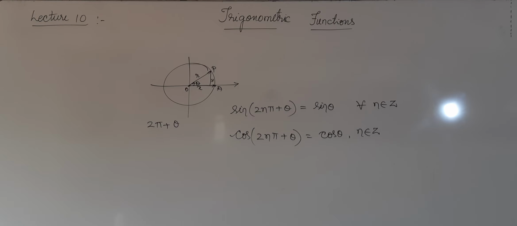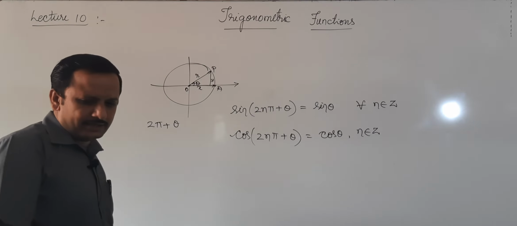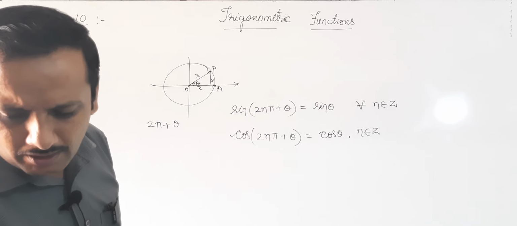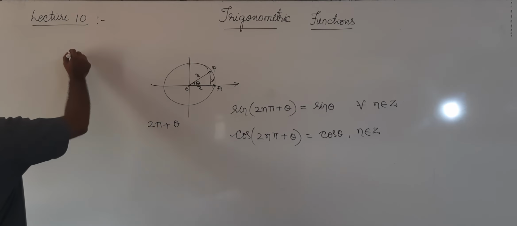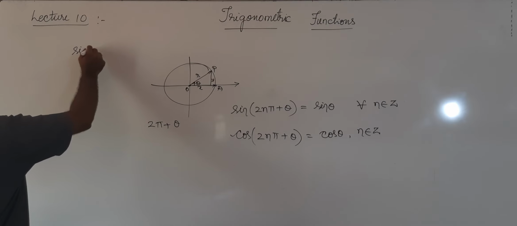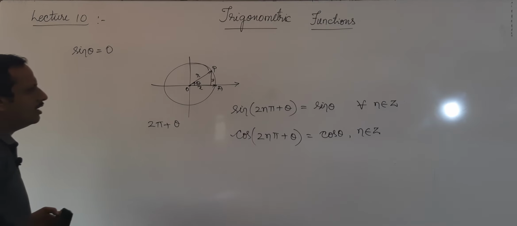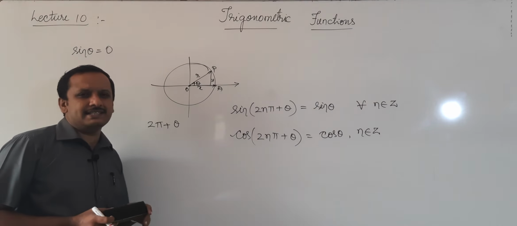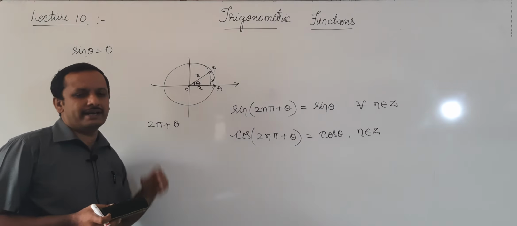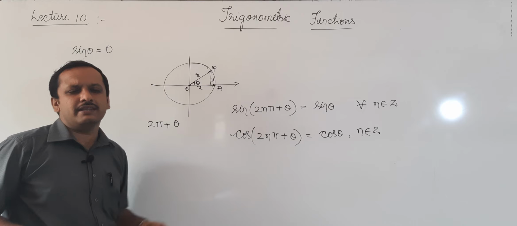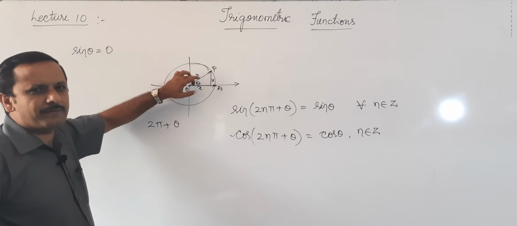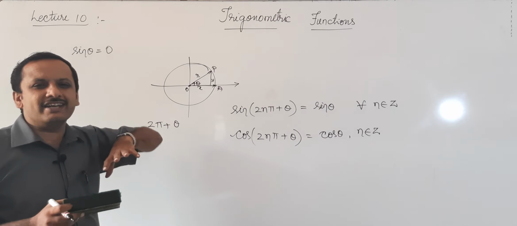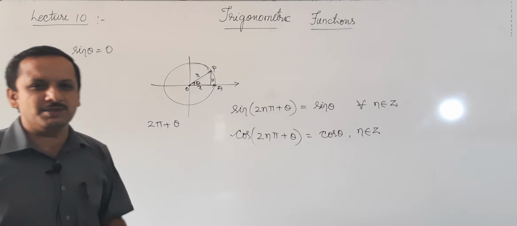Okay. Now let us say when sin theta becomes 0. Sin theta is 0 if y is 0, since sin theta is defined as y by r. If y is 0, then sin theta is equal to 0, right? So it is 0 by r, because r cannot be 0. If r is 0, it means there is no circle at all.